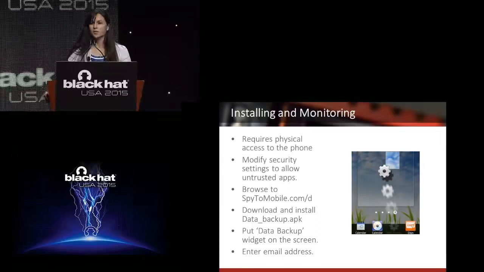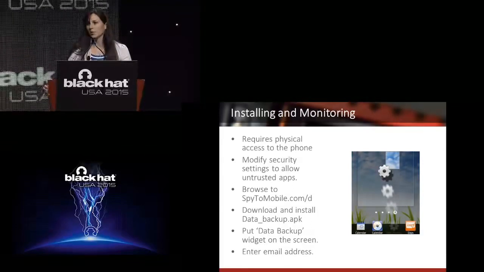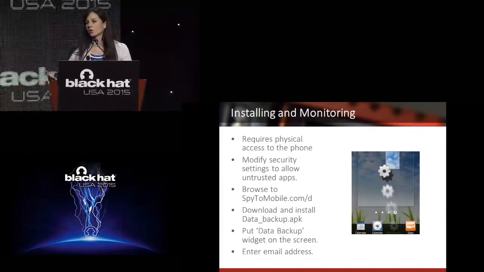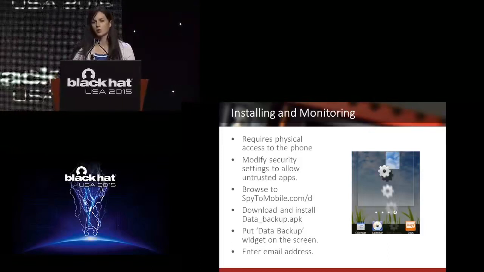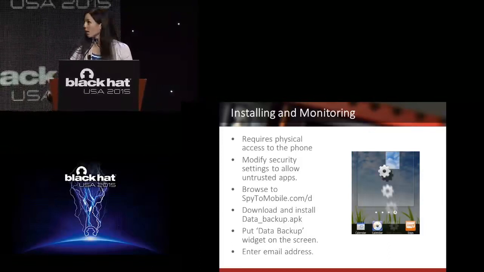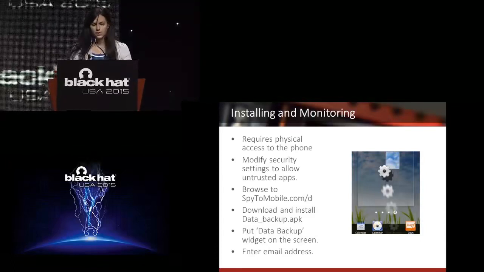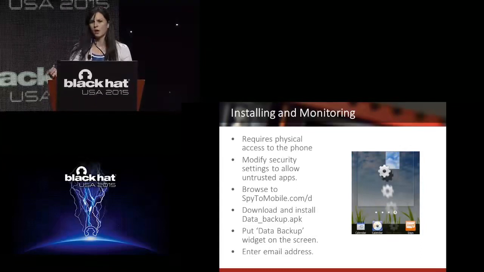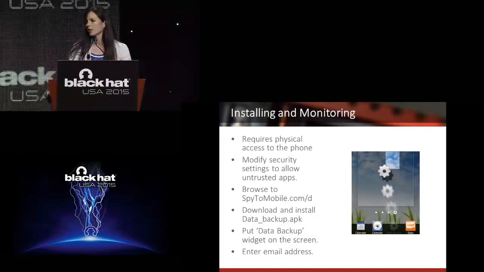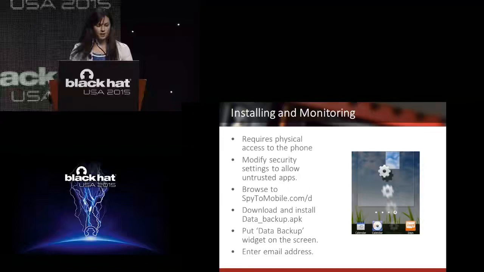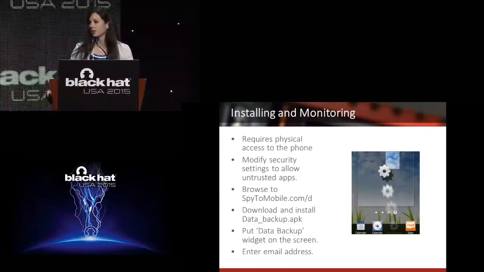And once this is installed, Data Backup puts a widget onto the screen, and it cannot be deleted. We tried several different ways to remove it, and the only way we found you can remove it is by completely wiping the phone and putting a new image on it. This looks just like the settings widget, like a little settings cog. To the average user, they're probably not going to notice a widget like this on their phone, especially if it cannot be deleted. From there, the attacker enters their email address in order to register with Spy2Mobile.